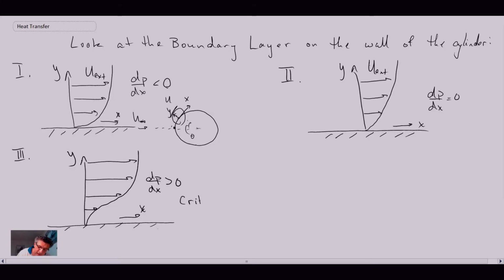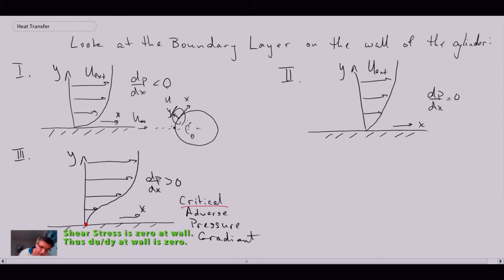This is what we would call a critical adverse pressure gradient. The reason we call it critical is because the velocity right at the wall has gone to 0. Well, we know that we always have the no slip condition, but I guess that would be at a point above the wall. Really, it comes down to the gradient of the velocity. But what is happening is our fluid right along the wall is losing the ability to overcome the pressure gradient.